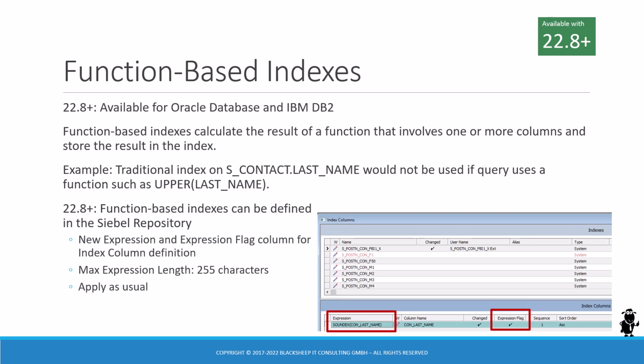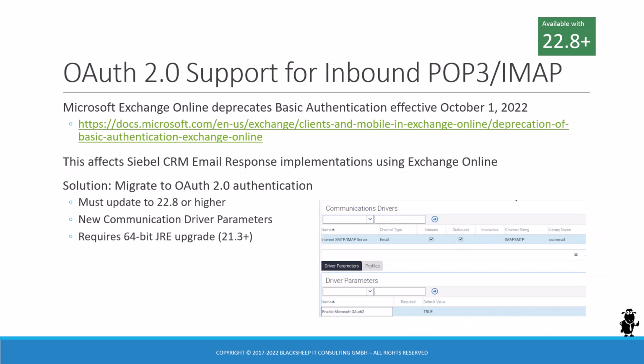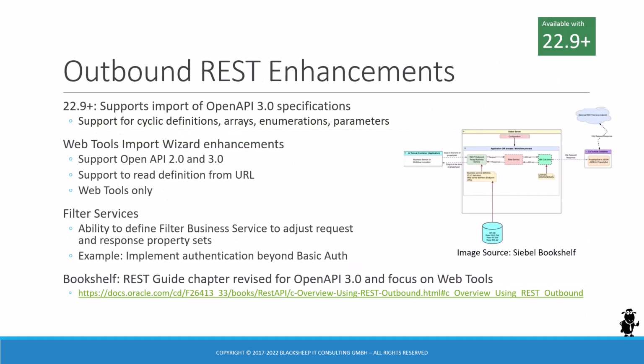Forward to August 22, we saw the addition in the repository to support function-based indexes, a very much welcomed change. And we also saw the official support for OAuth 2.0 when you are connecting to Microsoft Exchange Online. That's because Microsoft is deprecating or has deprecated basic authentication, so users are in quite a need for some solutions here.